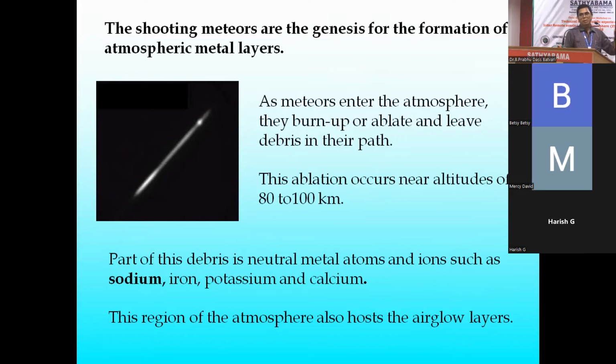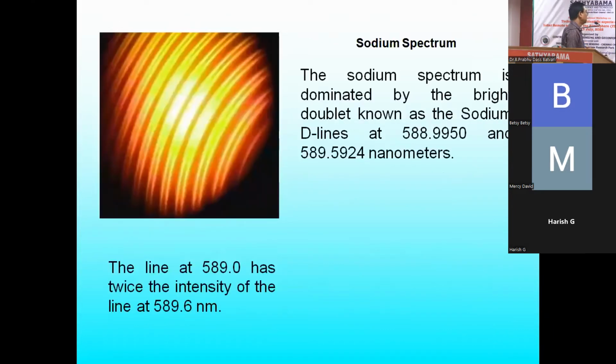As you can see here clearly, when meteors enter into the atmosphere, they ablate or simply burn up, and debris is formed in their path. In this debris, we have clearly observed the alkali metal layers, such as sodium, potassium, calcium, iron, as well as a few other metal atoms. And this is a typical sodium spectrum.